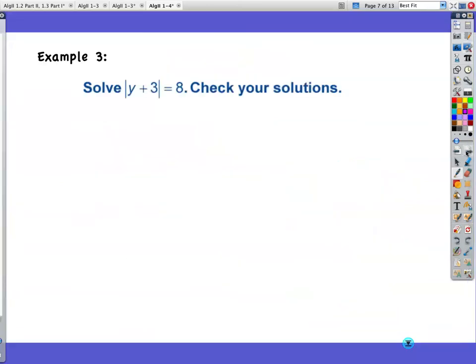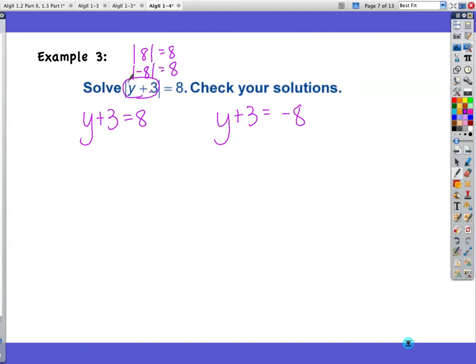All right, let's keep rocking your world a little bit here. Example 3. Same idea. You're going to have to write out y plus 3 equals 8. And you're going to have to write out y plus 3 equals negative 8. Because this inside, it could be absolute value of 8 equals 8, or it could be absolute value of negative 8 equals 8. So basically at this point, I'm setting this equal to this, and I'm setting this right here equal to the 8 as well. Subtract 3 from both sides, I get a 5. And if I subtract 3 from both sides over here, I get negative 11.